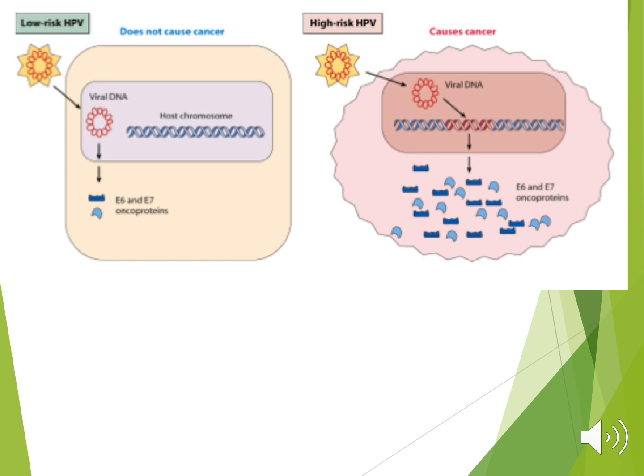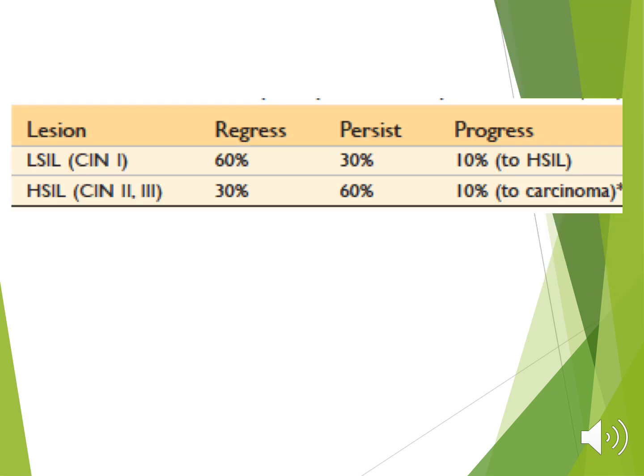The result is proliferation and development of cervical intraepithelial neoplasia and subsequently cancer. Thankfully, not all cases will develop into CIN or carcinoma. Notice that the vast majority of low-grade intraepithelial lesions will actually regress. 30% of them will persist, and only 10% will develop into high-grade intraepithelial lesion.